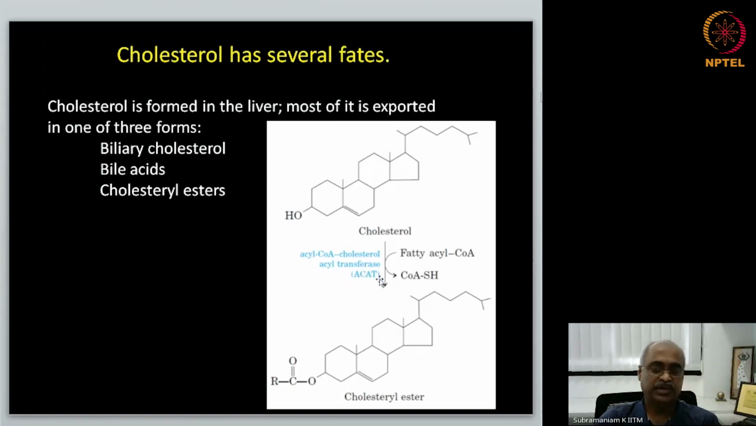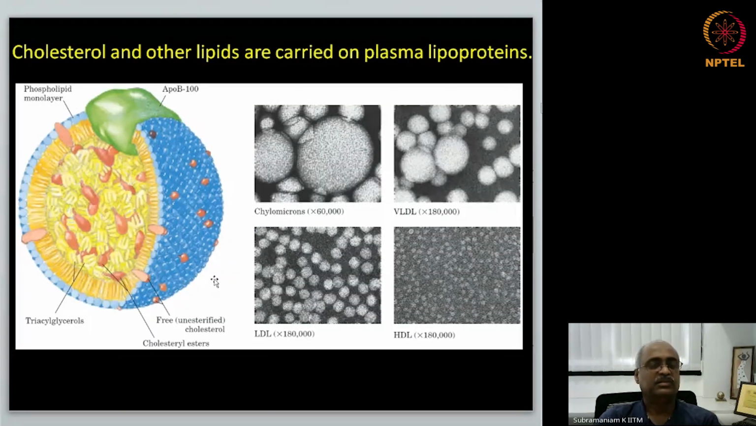So this is an important enzyme, ACAT, acyl-CoA cholesterol acyltransferase. The acyl would be the fatty acyl group, this R group. So between these two molecules, fatty acyl-CoA and cholesterol, it transfers the acyl group, and that's why it is an acyltransferase. Okay, so now let us return to that lipoprotein discussion.